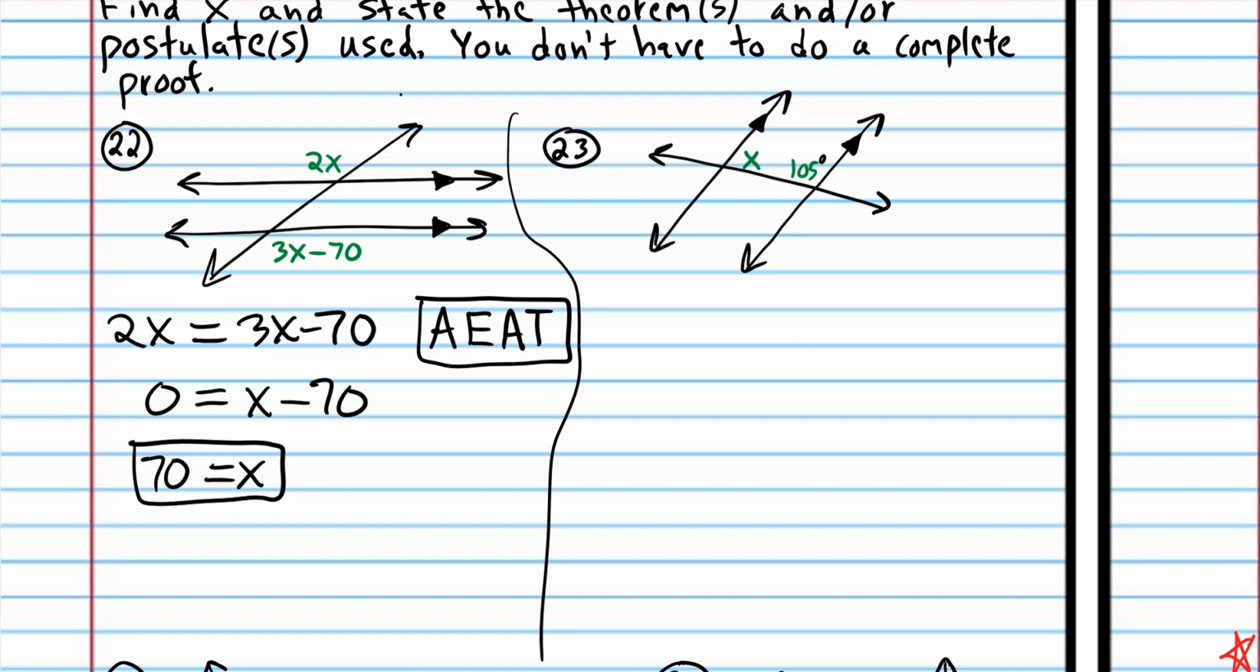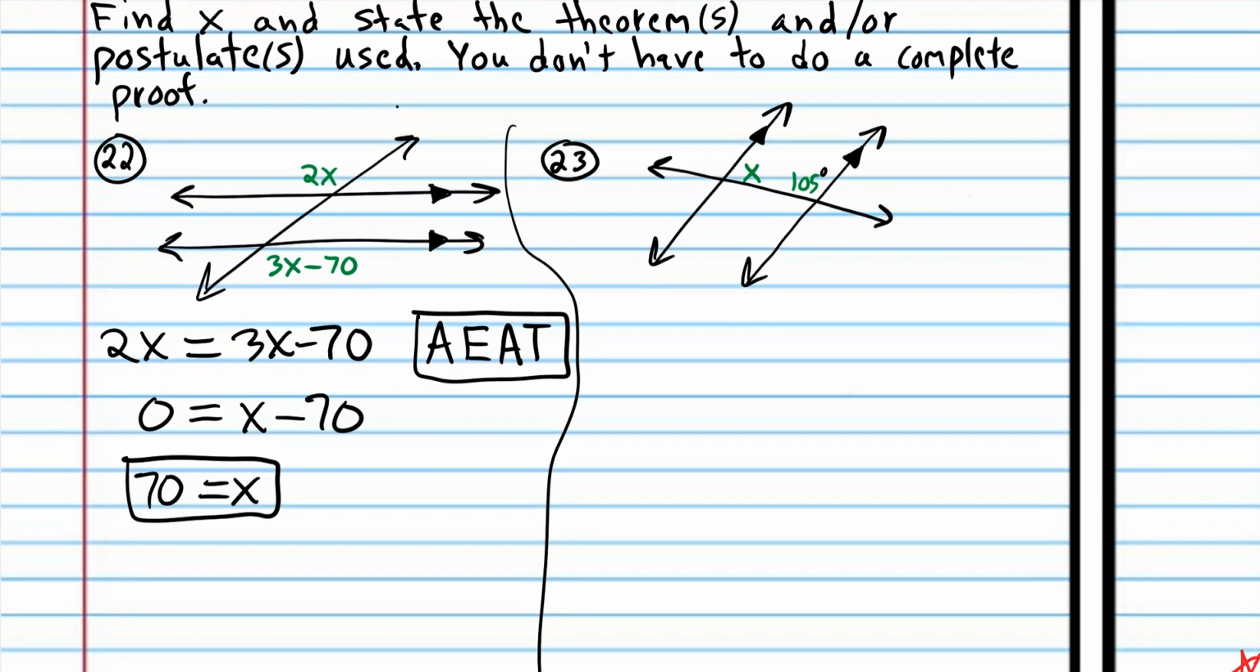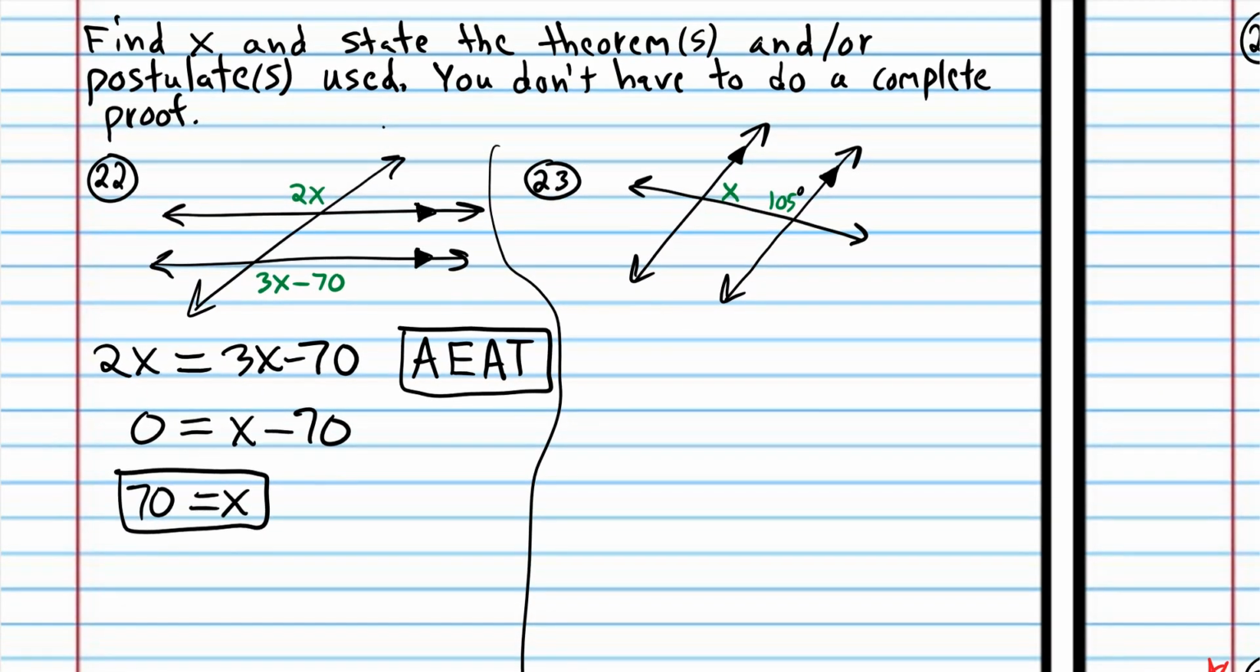Well, these are consecutive interior angles because they're above the transversal on number 23. They're above the transversal, and they're in between the two parallel lines. So above the transversal means consecutive, and between the two parallel lines means interior. So they're consecutive interior angles. And we know that by that theorem, those angles must add up to 180. That is the consecutive interior angles theorem.